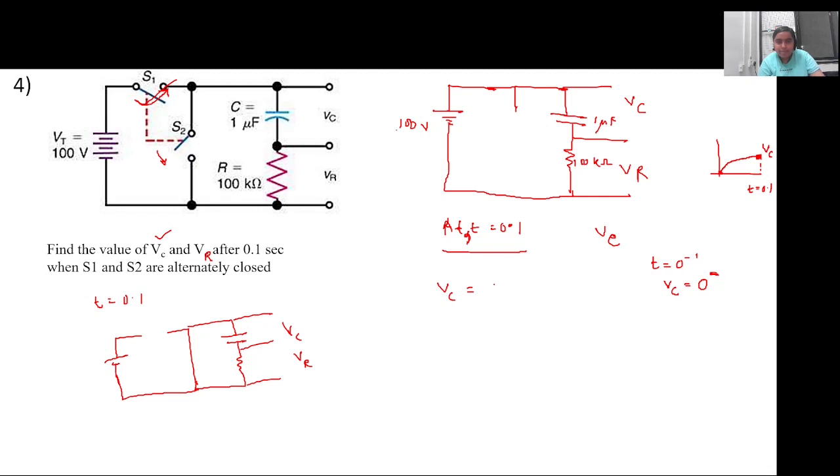VC is equal to 63.2, VR is equal to 36.8. Yes, it will be 100 minus that. Remember that. So it is 100 e to the power minus t by tau, and here tau is equal to RC. Tau is equal to RC. Oh, sorry.